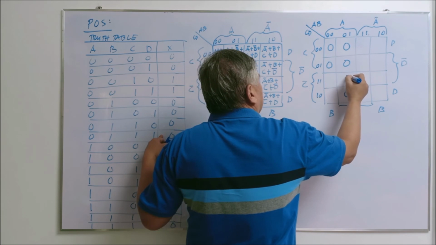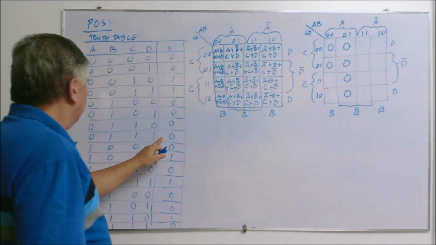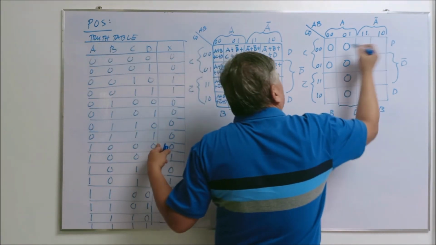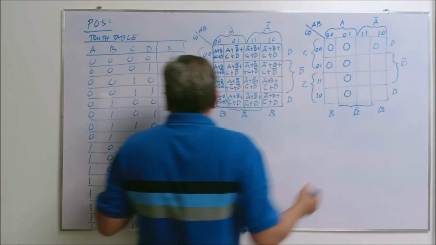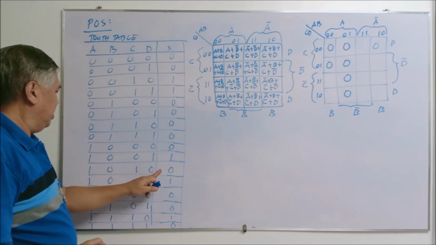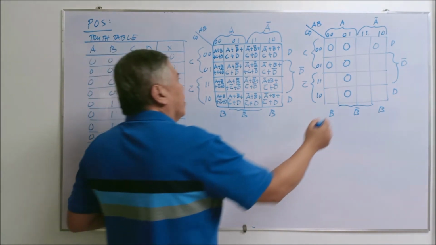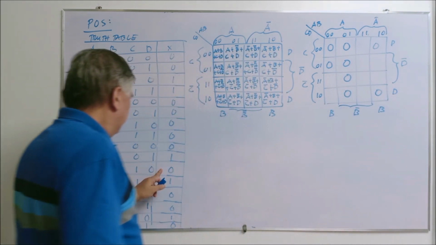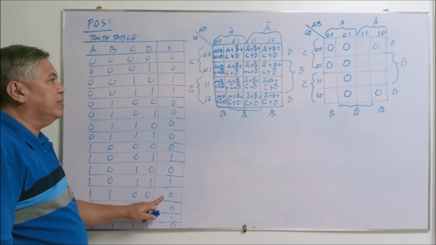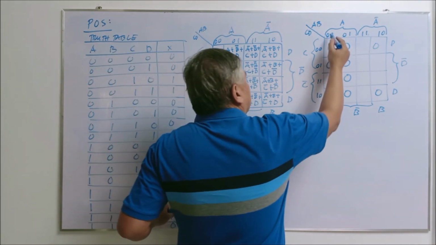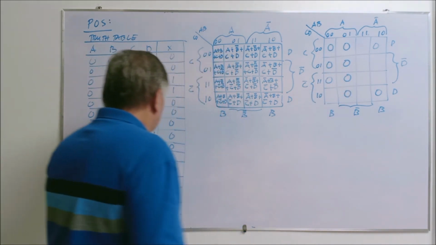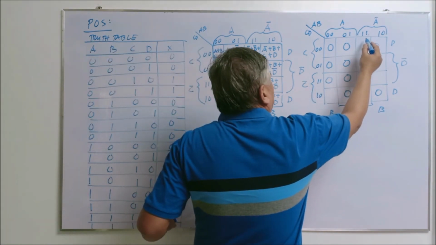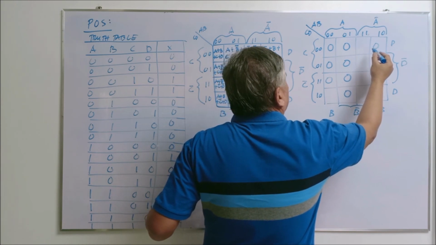0 1 1 1. And then 1 0 0 0, and then this one 1 0 1 0, and then 1 1 0 0 here, then 1 1 0 1, we have 1 1 0 1 here.